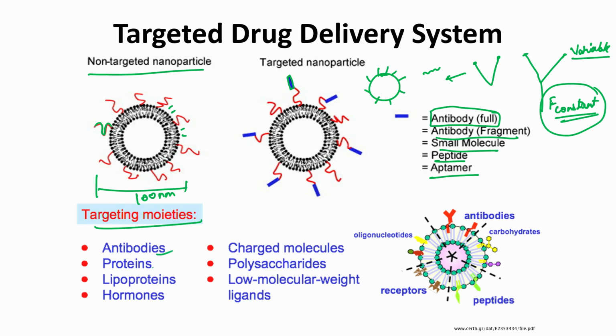So, all of these are targeting moieties that are fairly used. Antibodies, proteins, where antibodies are a type of protein, you have lipoproteins, hormones, you can use charged molecules, and if you use a charged molecule this is technically not an active targeting, this is passive targeting. You can use specific polysaccharides, some low molecular weight ligands, and as shown pictorially here you can mix and match them, the same particle can be put with 2 or 3 ligands to confer much more targeting to such particles.